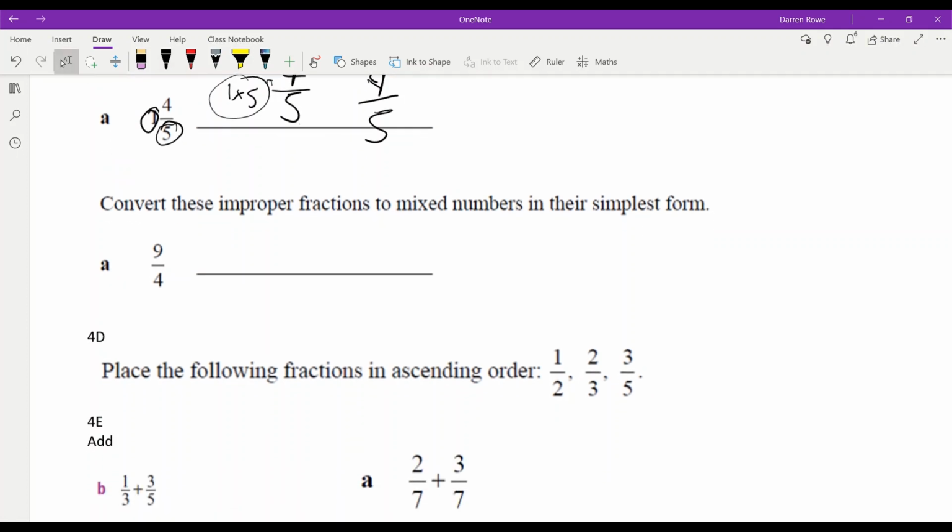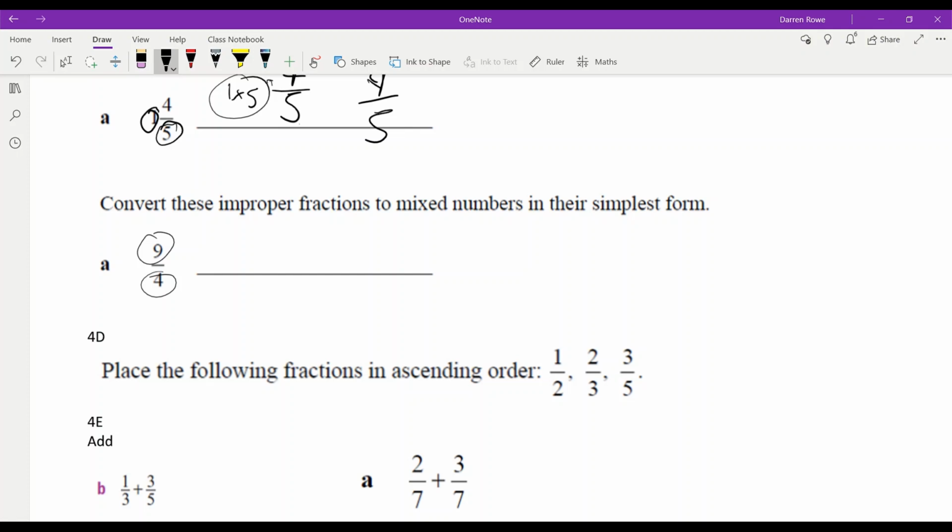And in the same way, to convert improper fractions into mixed numbers, you have to divide 9 by the denominator. If you do that on the calculator, it's going to give you 2.25.